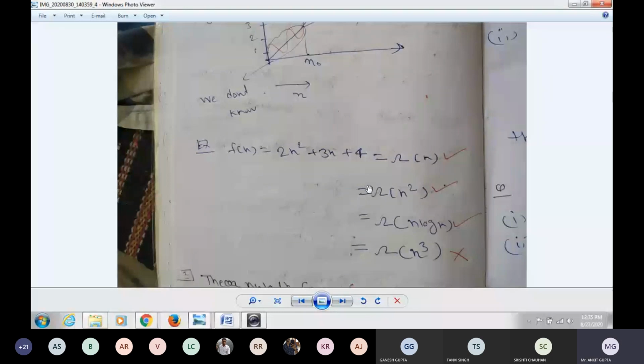But in the third statement, 2n square plus 3n plus 4 is equal to big omega of n log n, from here I get the n square upper bound. n square greater than or equal to n log n. The condition is true because n square is always greater than or equal to n log n. But in the fourth statement, the condition will not be true. Why? It is n square, it is n cube. So n square cannot be greater than or equal to n cube. That is false.